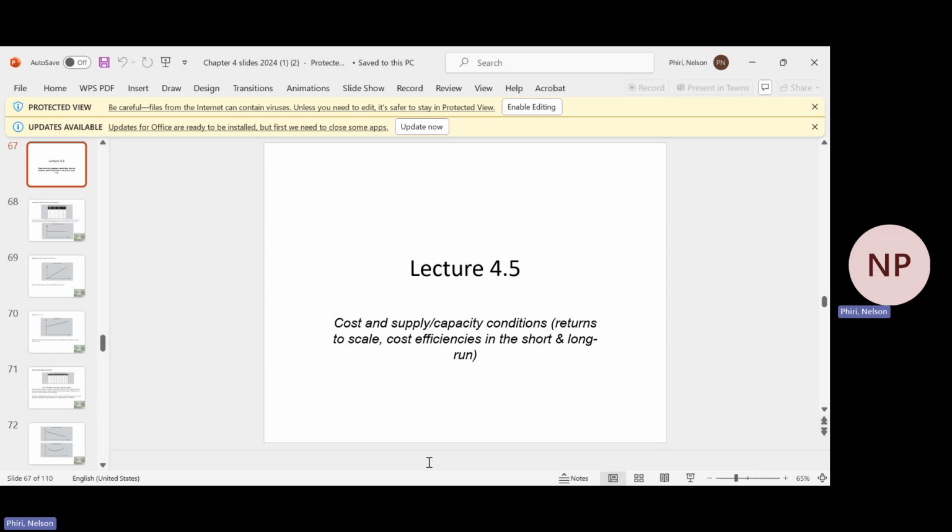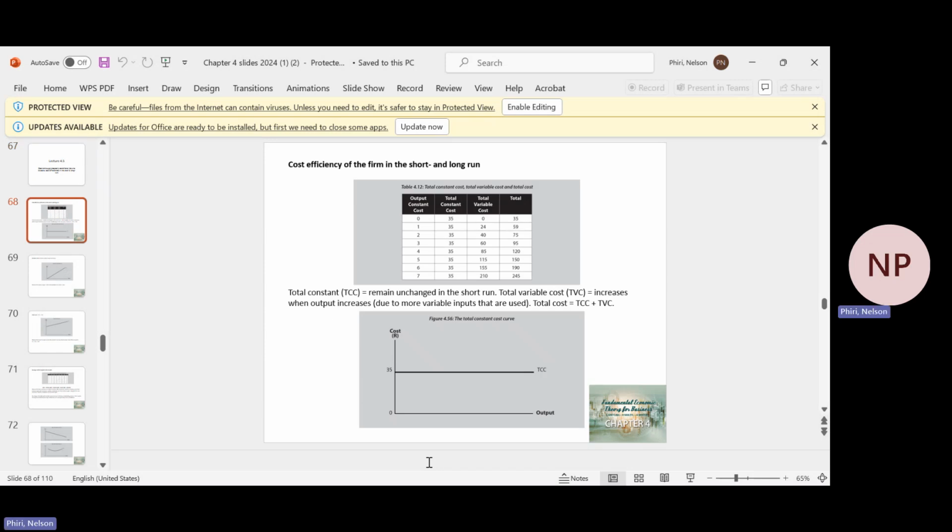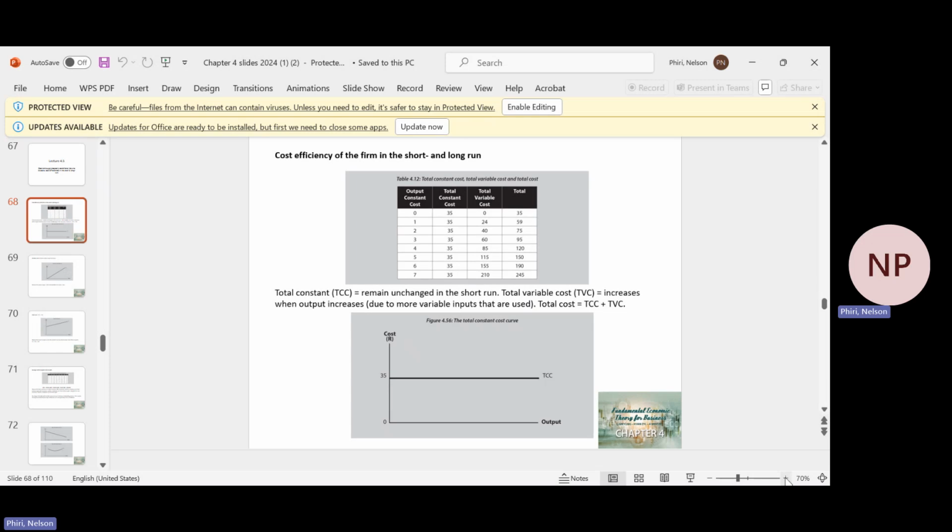Let's get to it. So this first table is illustrating a cost which is called total constant cost. A total constant cost remains fixed in the short run, so it doesn't change. If you look at the table that is being illustrated right now, you see that your total constant cost remains 35, 35, 35. So your total constant costs are your fixed costs, and they are shown by a horizontal line in the graph below.